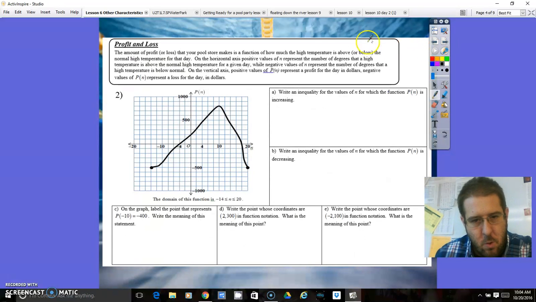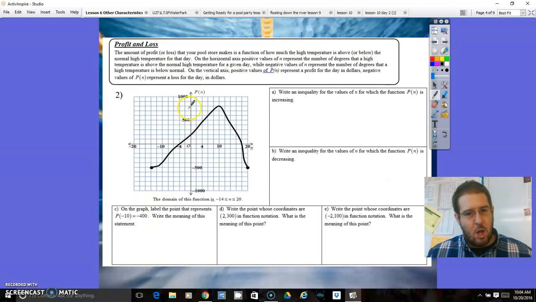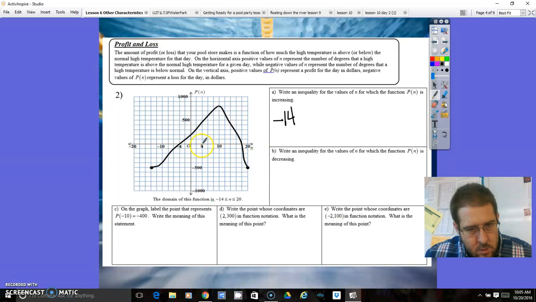Great, next question. This time it's talking about profit and loss. So what makes this question different than the last one is the fact that it's going below 0 some of the times. Write an inequality for the values of n for which this function P of n is increasing. It's increasing from here to here.